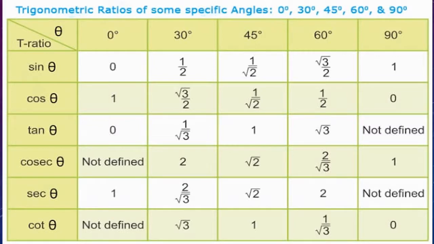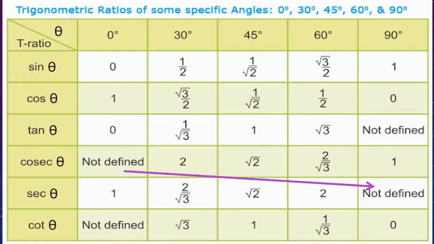Cosec 30 degree is equal to 1 upon sin 30 degree, which is equal to 2. Cosec 45 degree is equal to 1 upon sin 45 degree, which is root 2. Cosec 60 degree is equal to 1 upon sin 60 degree, which is 2 upon root 3. Cosec 90 degree is equal to 1 upon sin 90 degree, which is equal to 1.